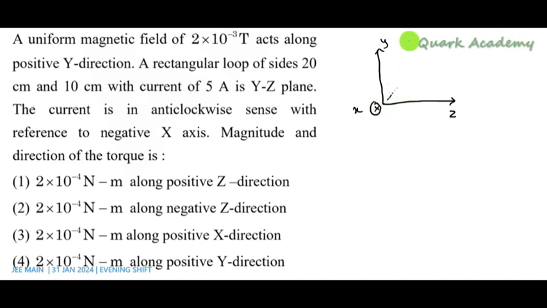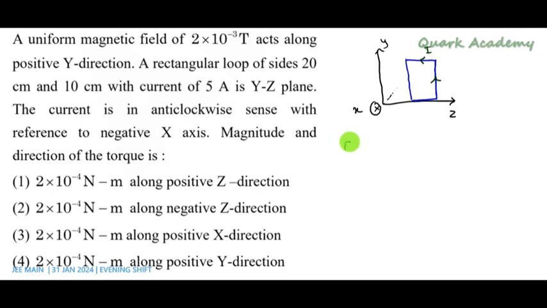Now let me draw the loop. It is placed in YZ plane. So on the plane what you are seeing, it is placed. It is placed like this, and they have specified the current direction. So with respect to negative x-axis, which means what we are seeing now, because negative x-axis is something which is coming out of the screen. So whatever we are seeing, it is with reference to negative x-axis. And the current is anti-clockwise. Current is going in this way, anti-clockwise. Fine.